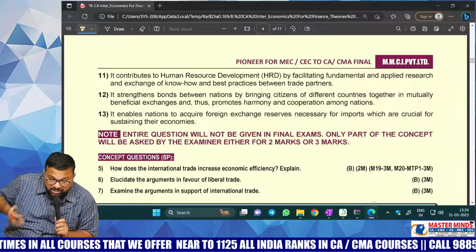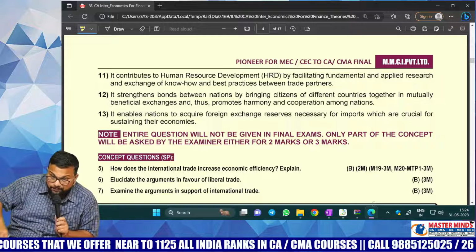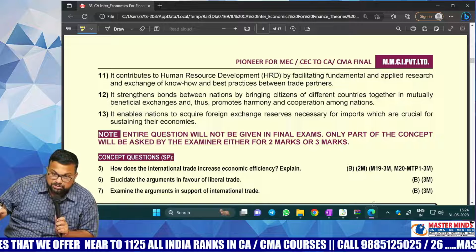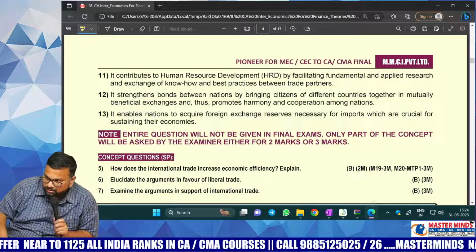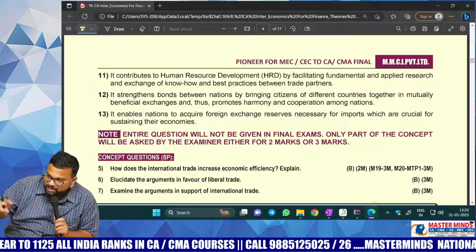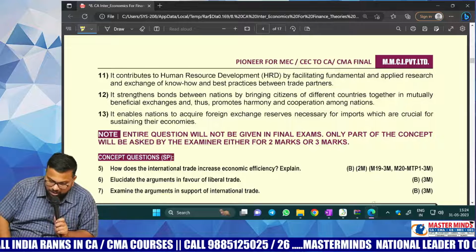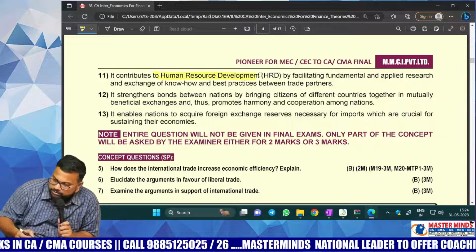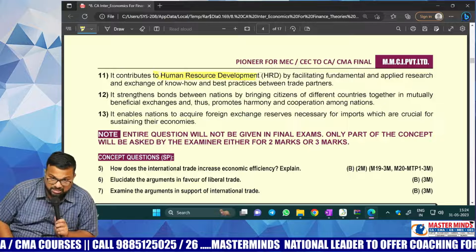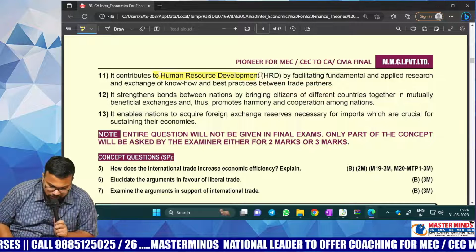Because of international trade, foreign companies will come into India. So they will ask for skilled labor. So all the skilled labor will want to work for foreign companies. At the same time, domestic companies also demand skilled labor. So overall demand for skilled, semi-skilled, and unskilled labor will increase. Okay, next Nano. So it will contribute to human resource development. This increase in demand for labor will lead to an increase in human resource development. Next Nano.